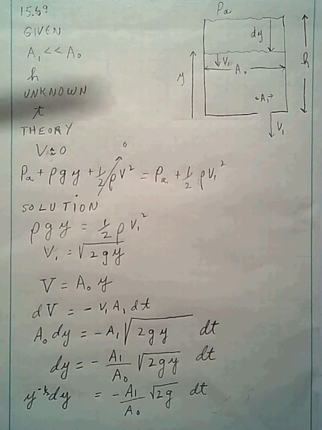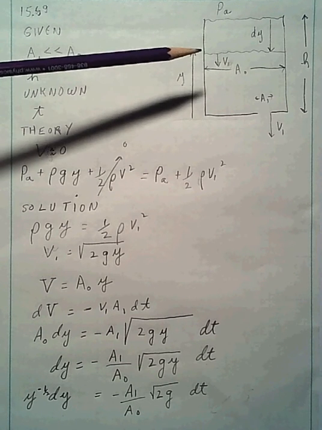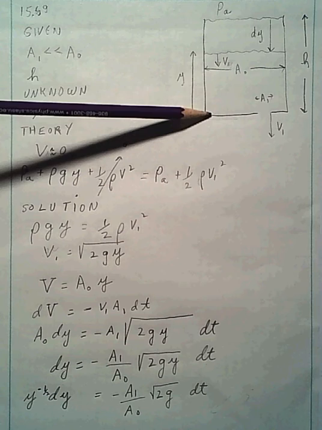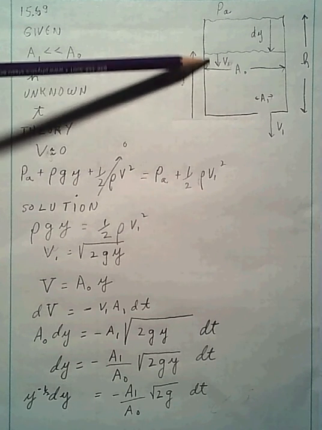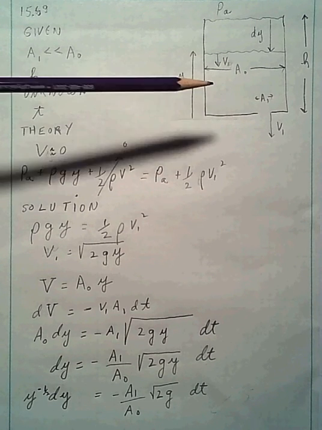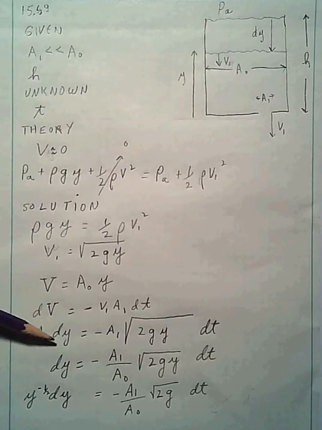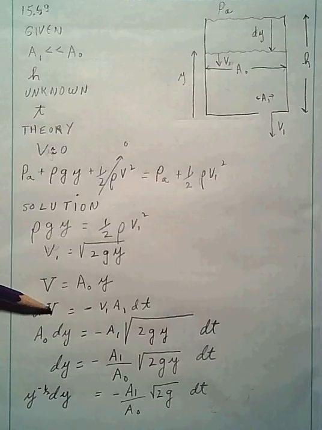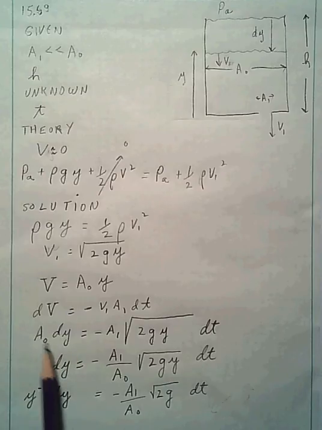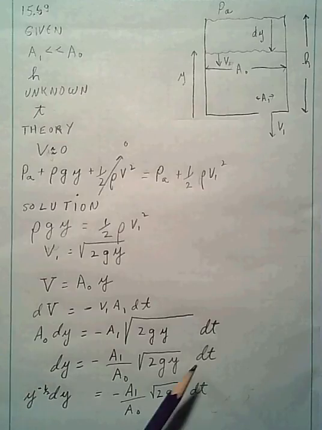Now that change in volume also occurs because water's flowing out up here. The height is getting lower. So if the height changes by an element dy, if I multiply that by the cross-sectional area, that's also equal to the differential volume. So I could take this equation now and simplify it and get the rate of change of the height in terms of the elapsed time.